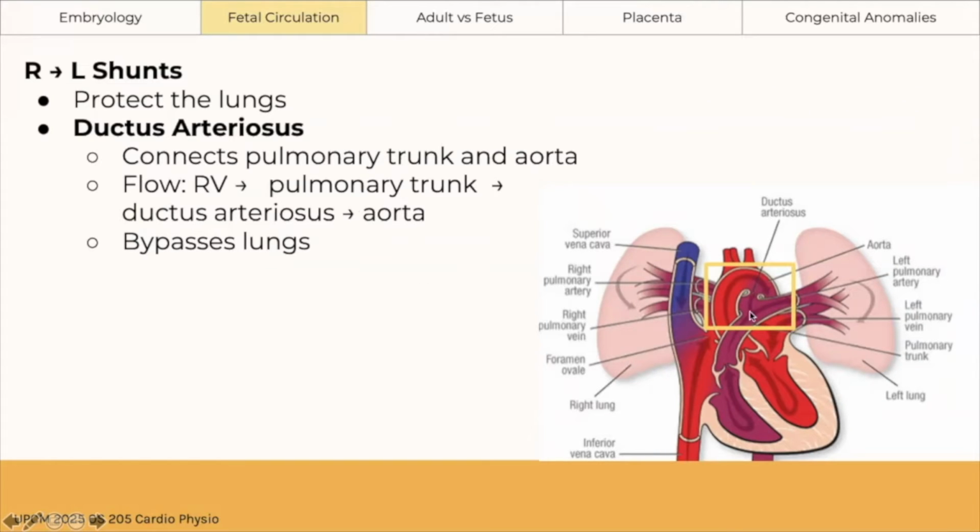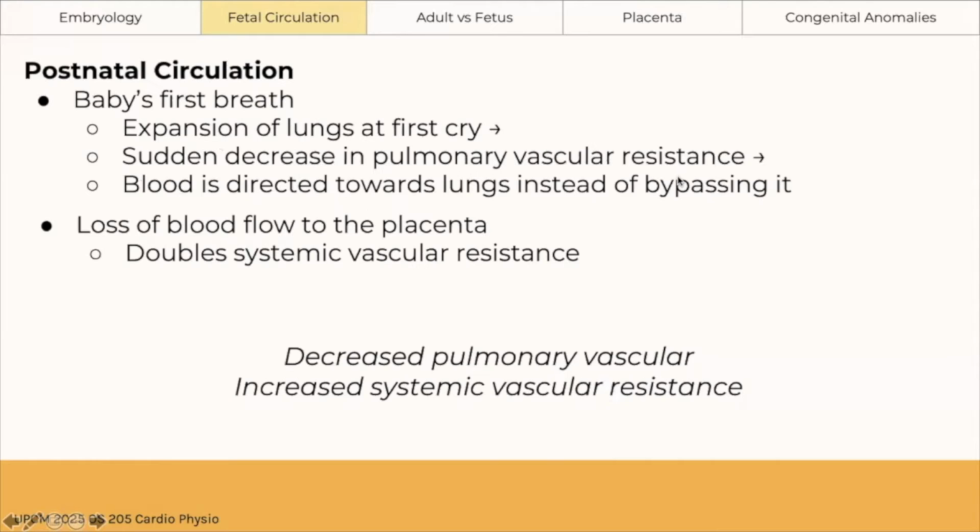Next is your ductus arteriosus, again functioning to protect your lungs. This connects your pulmonary trunk here to your aorta. So the flow is from your right atrium. Remember, only a third goes through your foramen ovale, and the rest goes to your right ventricle, and then the blood will be pumped to your pulmonary trunk, and instead of going again to your lungs, it goes through your ductus arteriosus straight to the aorta to be pumped to the rest of the body, bypassing the lungs.